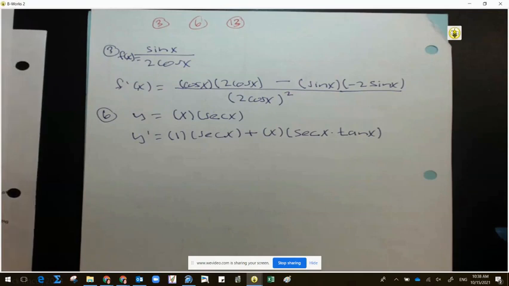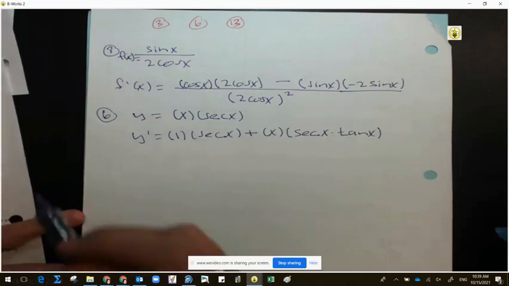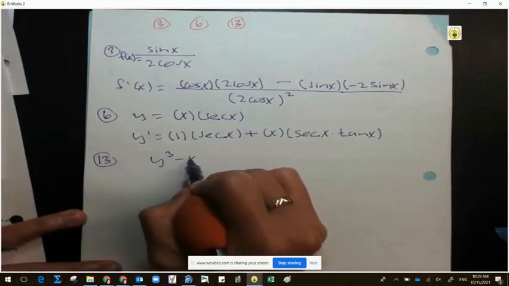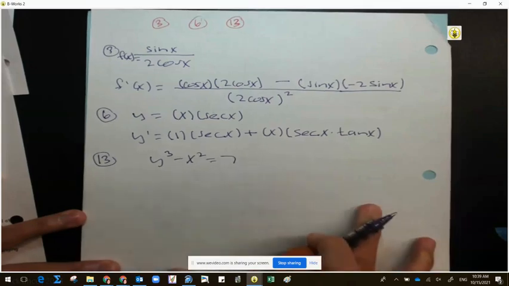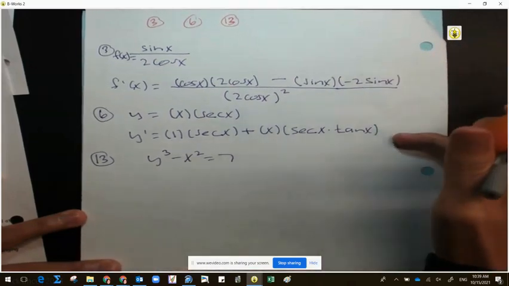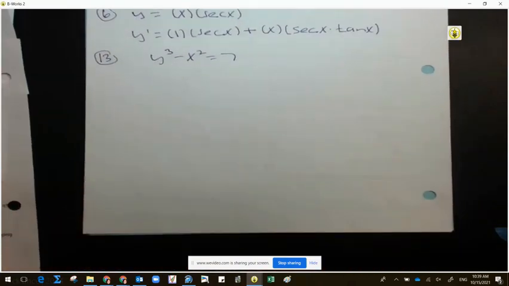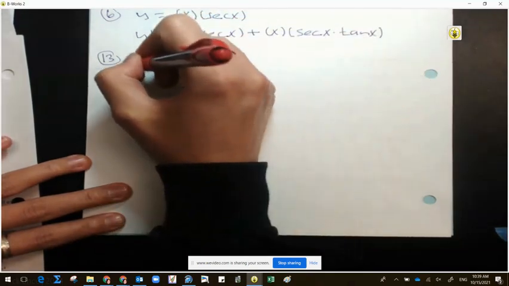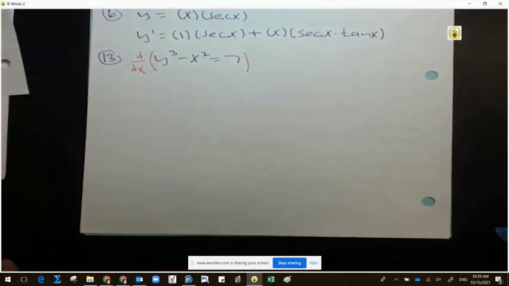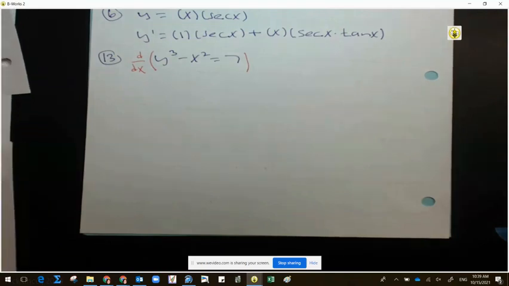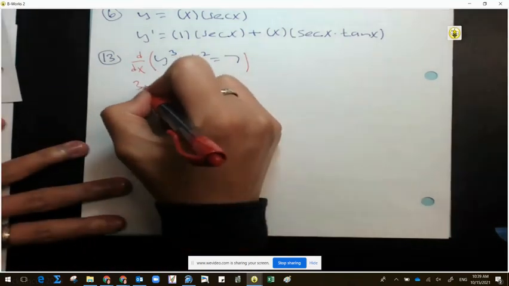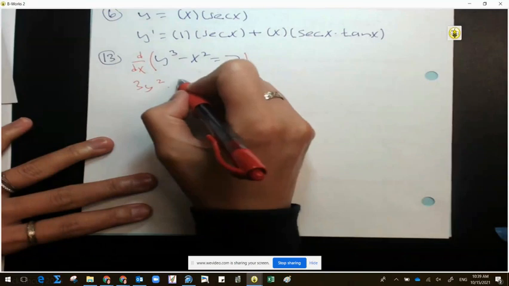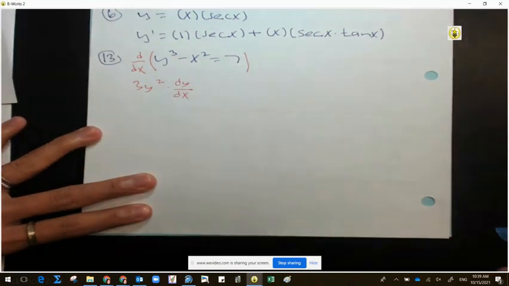Okay, 13, it looks like we're doing implicit. So let me write that out. So we have y cubed minus x squared is equal to 7. So are y'all good for me to move this on up? Okay, bringing it up. And let's go ahead and take the derivative with respect to x. Okay, what is the derivative of y cubed? 3y squared, very well. Because we're deriving something without the x, what do I need at the end? dy over dx, very well.